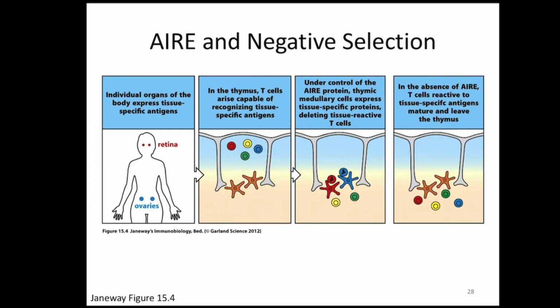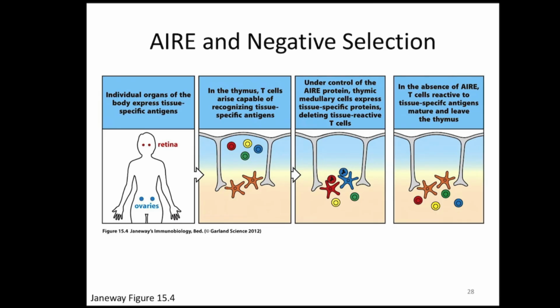But for a long time, we also wondered a lot about what was going on with tissue-specific antigens. And so this image is showing you 2 tissue-specific antigens. One's in the retina, one's in the ovaries. So it's just a protein that's only made in the retina and a protein that's only made in the ovaries. And if you remember with B cells, this was a problem because the B cells didn't get to test their B cell receptor against them.